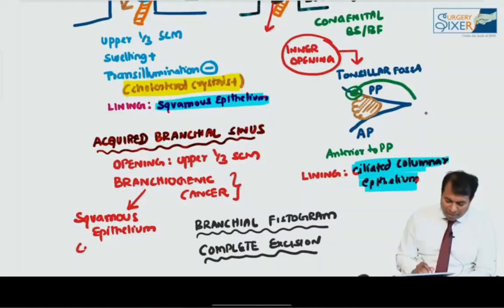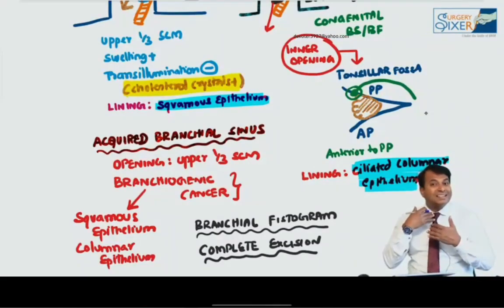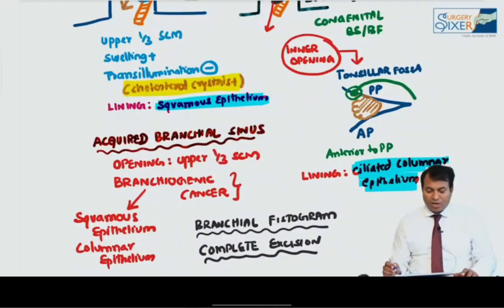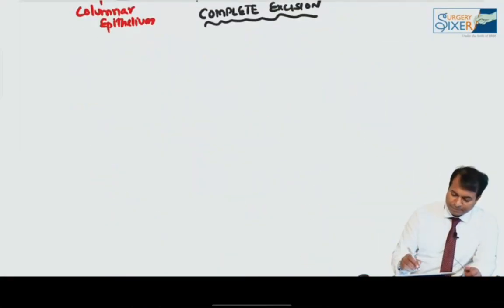Okay, or it can also have columnar epithelium if it is arising from the tracts. So both epitheliums can happen if it is arising from these tracts like branchial sinus tract remnant. That sinus tract remnant can also cause columnar epithelial cancers. So please remember, branchiogenic cancer is one complication of branchial cyst. Okay, branchial cyst. Coming to the next fluid filled swelling, that is cystic hygroma.